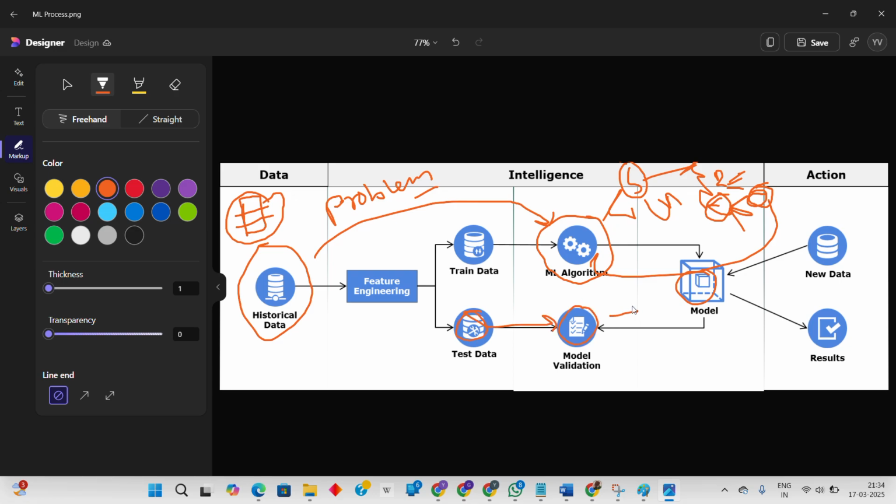Use your test data to validate the results. If you get the expected result like 85%, like I told earlier, above 80% is the expectation. If you get above 80% accuracy, then it is okay. If not, go and select one more classification algorithm. Choose another classification algorithm and try. This iteration will be followed until we get the desired result.